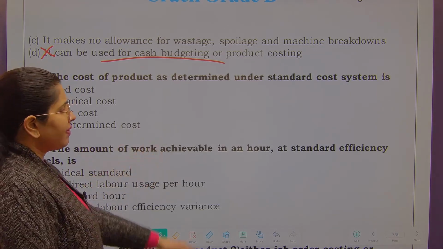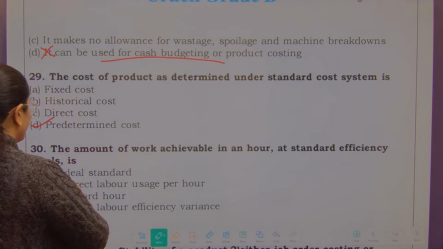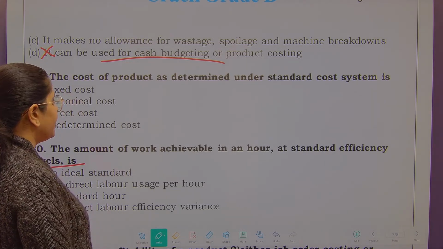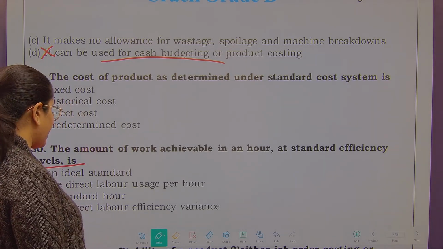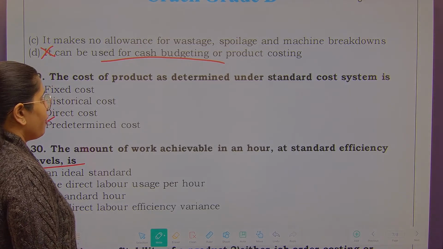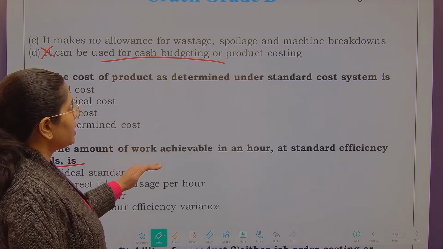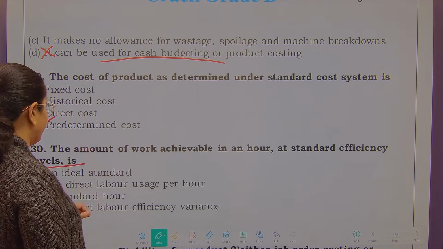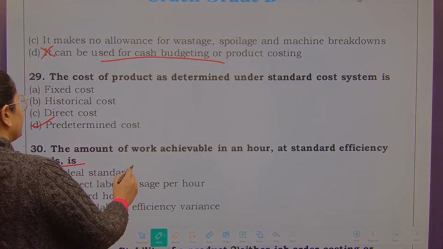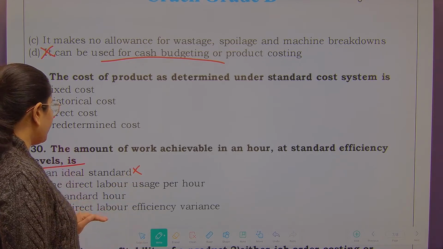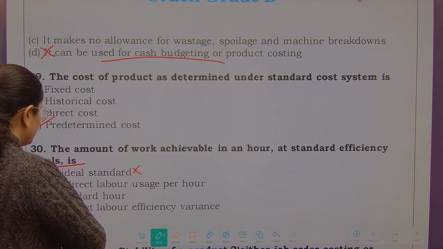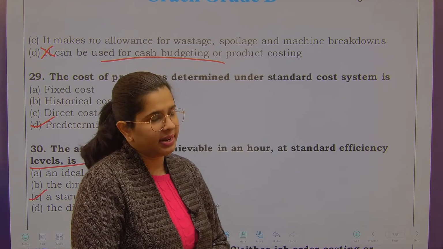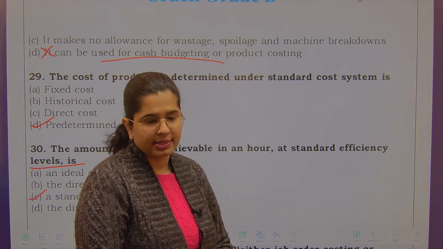The amount of work achievable in an hour at standard efficiency levels. What is the amount of work achievable in an hour? An ideal standard, direct labor usage per hour, standard hour, the direct labor efficiency variance. They are telling you what is the amount of work that is achievable in an hour at standard efficiency level. Is this the ideal standard? No. The direct labor usage per hour is a standard hour. Whatever you are going to achieve at the normal efficiency level, that is a standard hour for us.